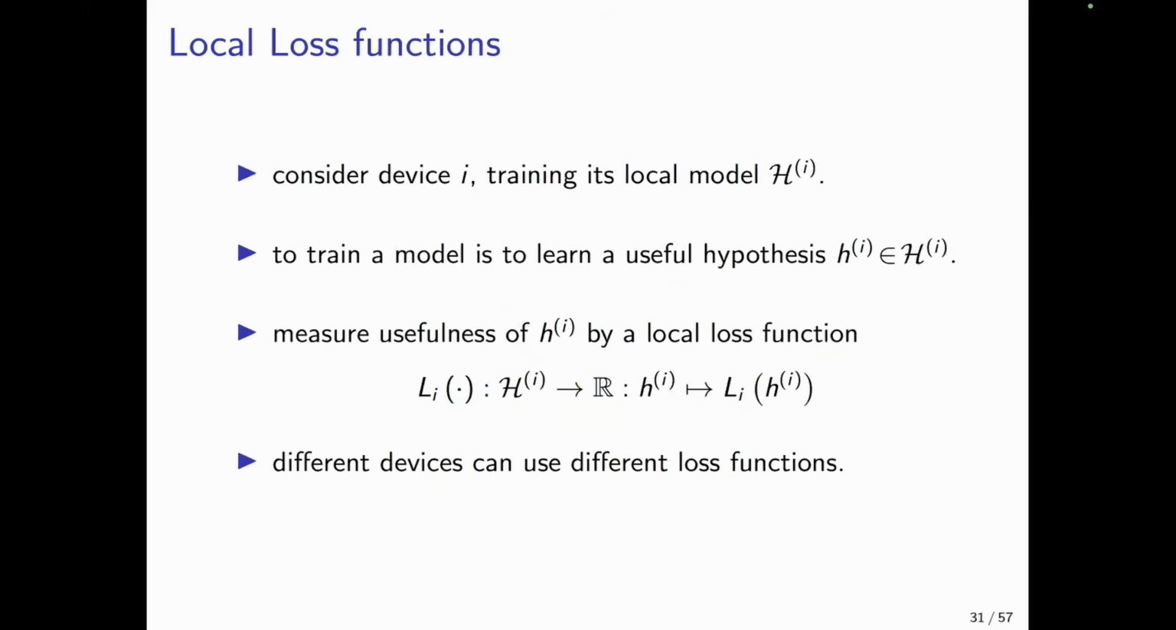Besides the model, we need a loss function. Otherwise, we don't know if a model is trained well or not. So we need a loss function. And also here, we can have different loss functions at different nodes. Some nodes might use a squared error loss, and another node might use a clustering error, might run a clustering method. Still, we can couple them via predictions on a test set.